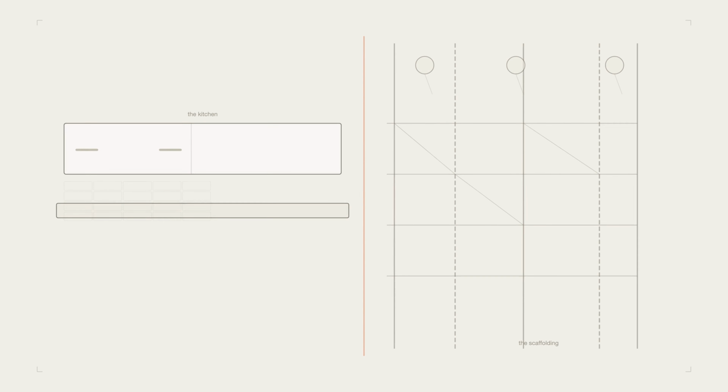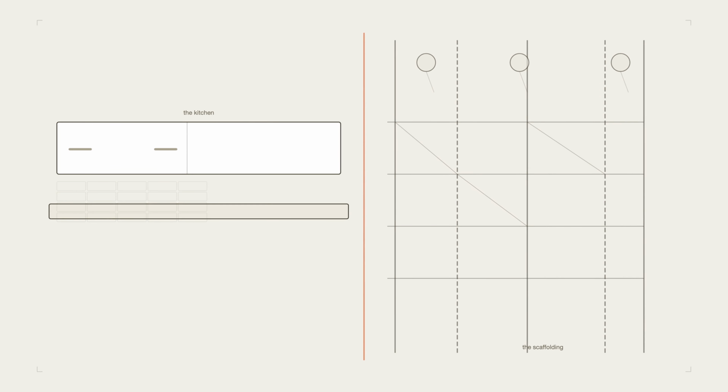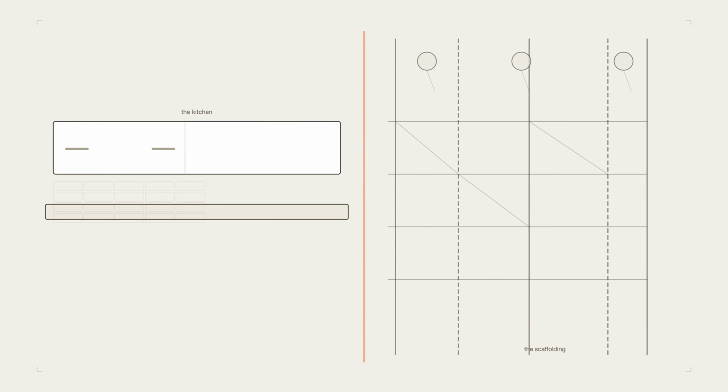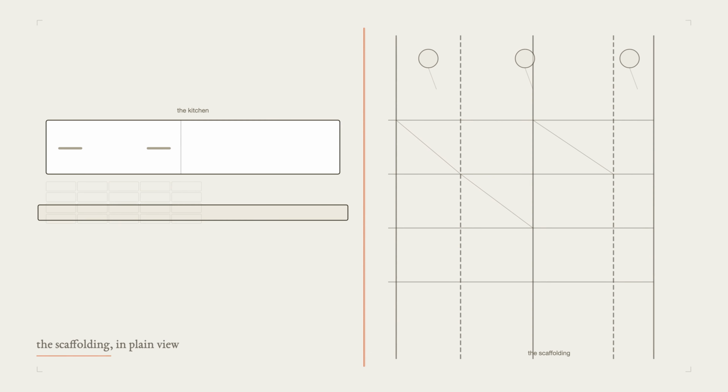A film set is the right analogy. A kitchen built to be shot reads truer on camera than a real kitchen would, and behind the facade, the scaffolding stands in plain view. Honest reconstruction lets you see that it is a set.